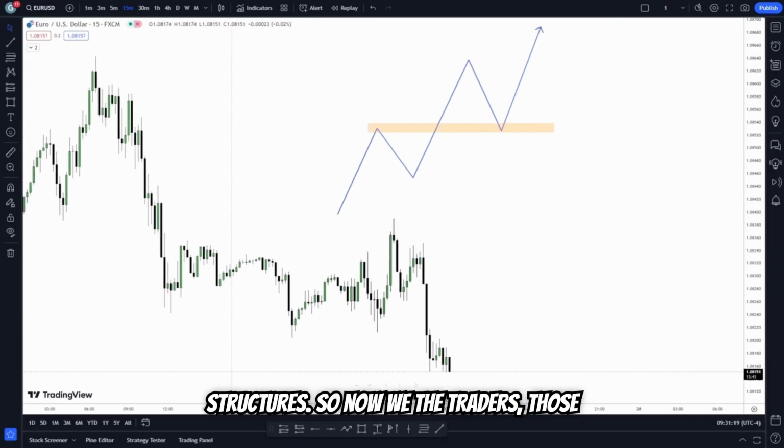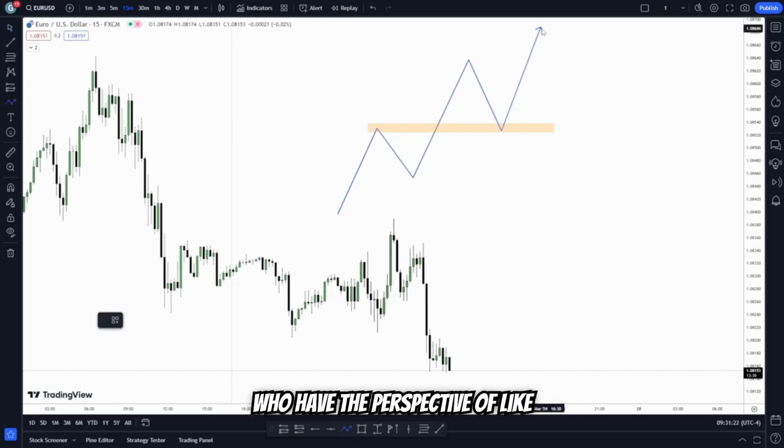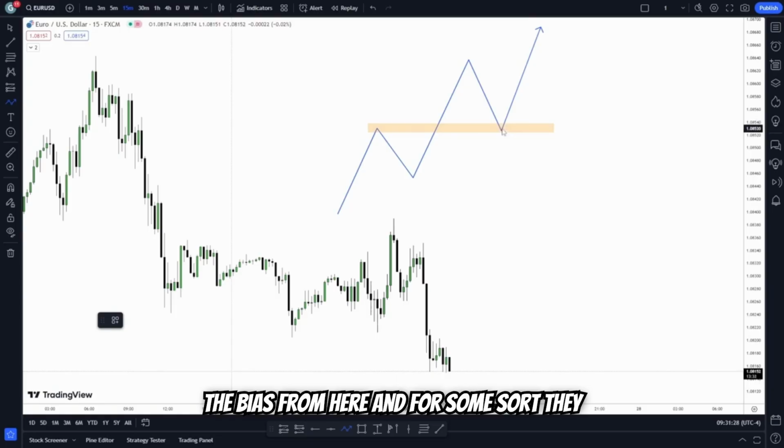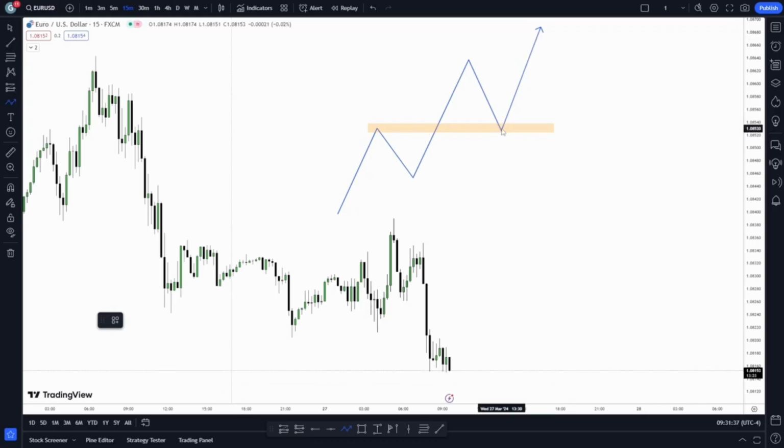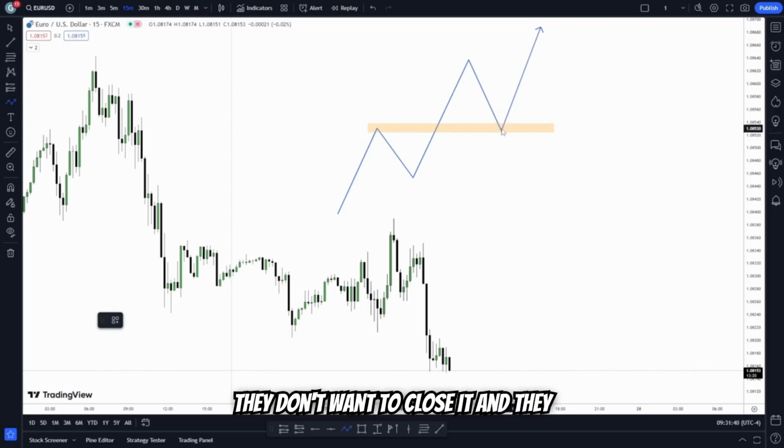So now we, the traders who have the perspective of institutions, know that people took the buys from here, and they got the entry and are in profit right now. When they're in profit, this much profit, they will move to break even right over here, because they don't want to close on 1:1. If they close on 1:1, they will be profitable. But from this we can see that this was a retest and then the market went up.